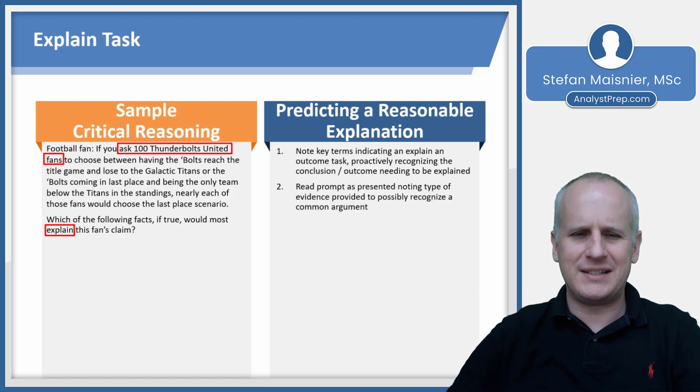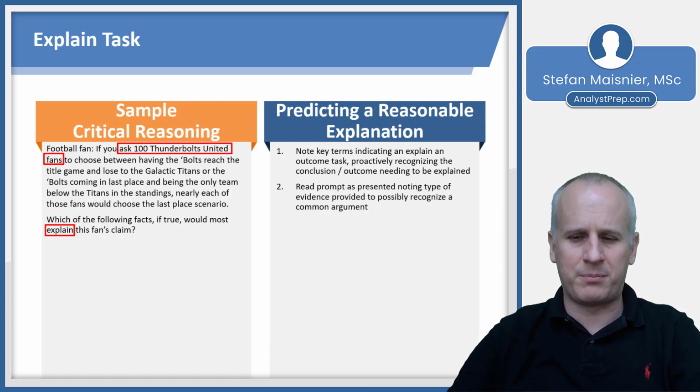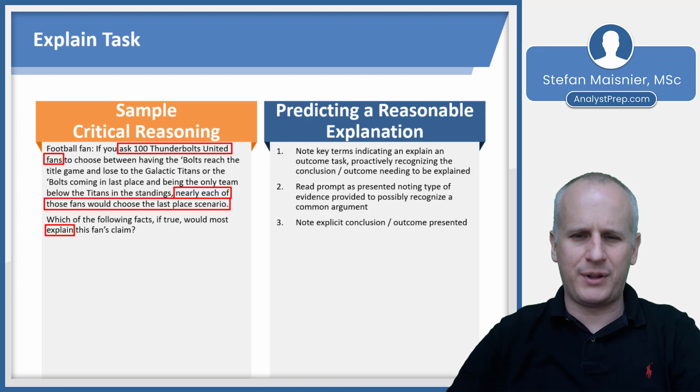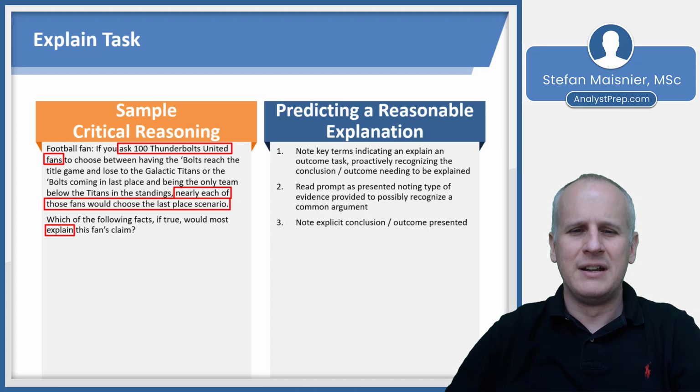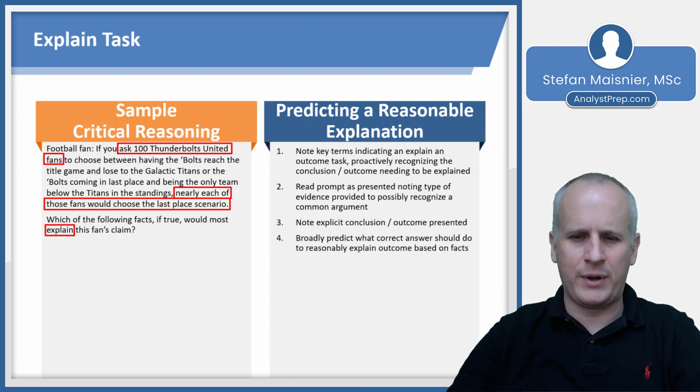So we can see that we've got a representative sample of 100 Thunderbolts United fans, and that might help us to recognize the common argument of a representative sample. So, of course, we'll have to note our explicit conclusion or outcome, and it's kind of both here. It's saying that the fans would choose the last place scenario, so that's an outcome, but the conclusion that the fans are reaching is that it's preferable for the Thunderbolts United to come in last place as opposed to losing the title game if it involves the Galactic Titans in the way described.